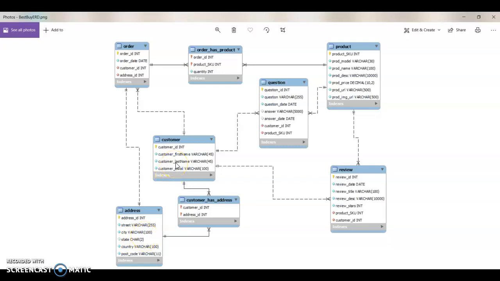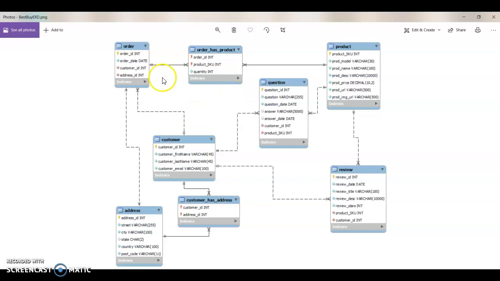And I actually did a many-to-many relationship for customers and addresses because each customer could potentially ship things to many addresses. I know I've shipped stuff to different addresses before, and each address could have multiple customers at it. So depending on what it is, the customer might have a different address for different things.